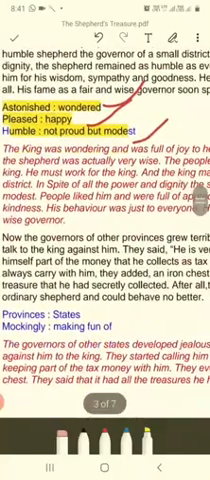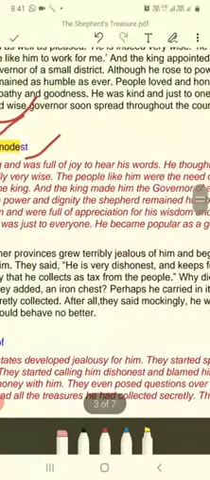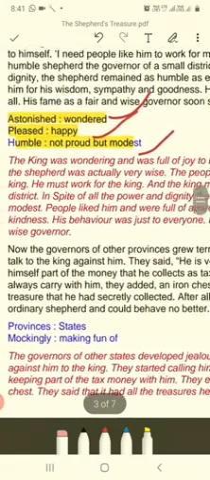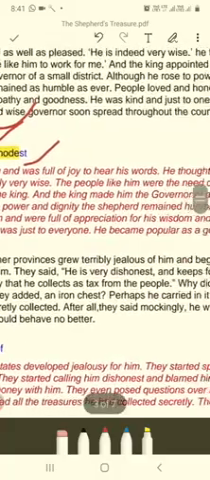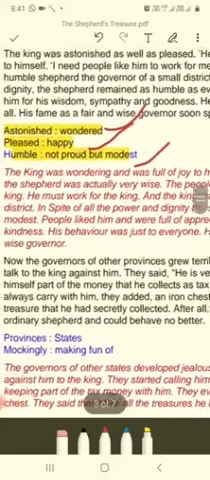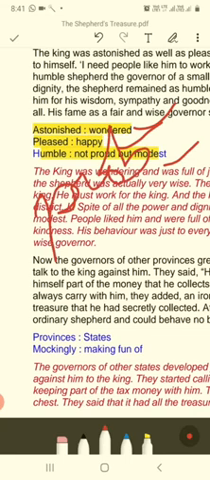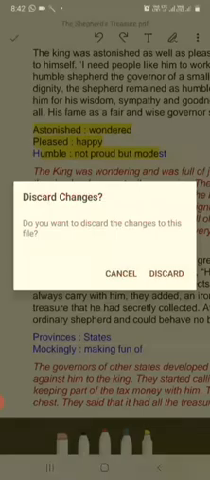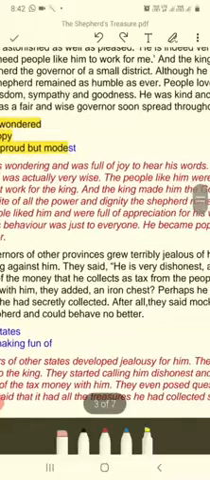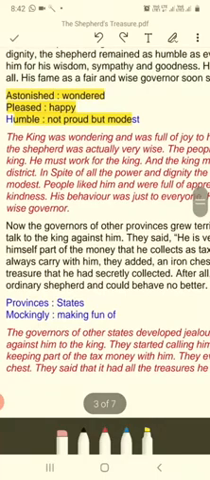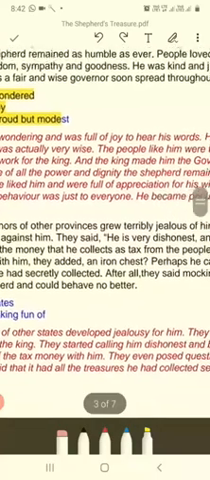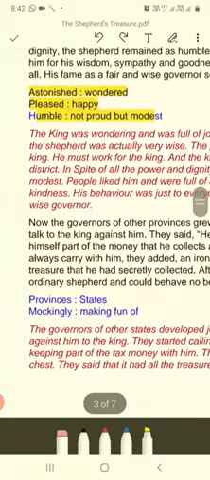Okay, so the king was wondering and was full of joy to hear his words. He thought that the shepherd was actually very wise. People like him were the need of the king. Okay, the king thought he must use the wisdom and knowledge of the shepherd who was rooted, grounded, and who knew the problems of common or poor people. He also thought that he must work for the king, and the king made him governor of a district. In spite of all the power and dignity, the shepherd remained humble and modest.